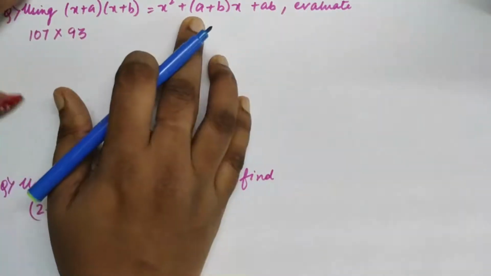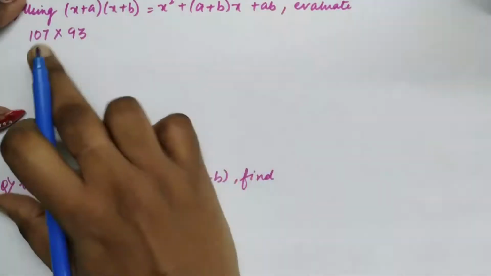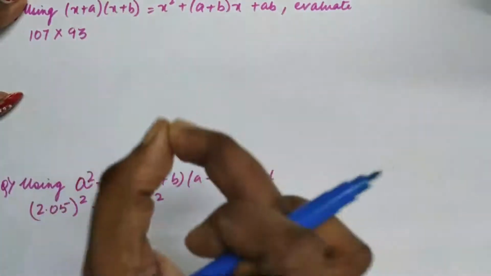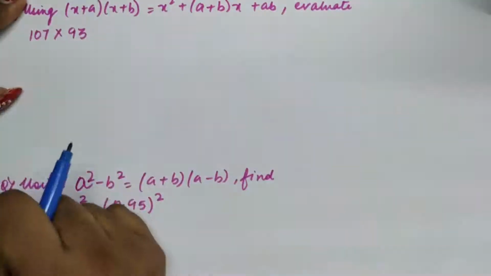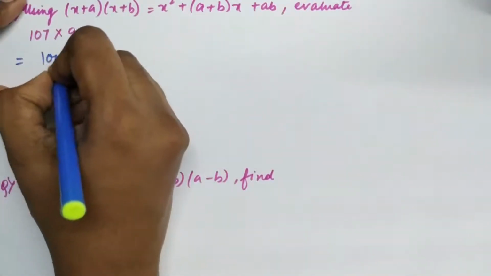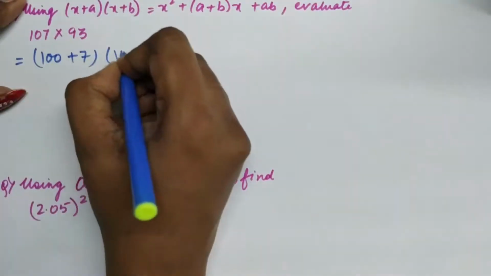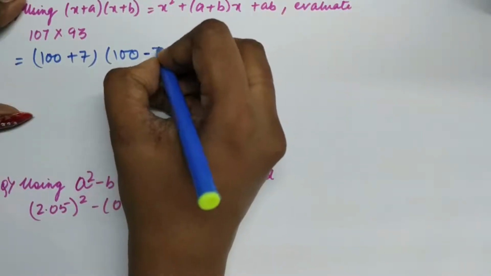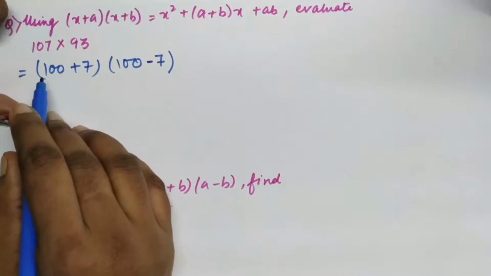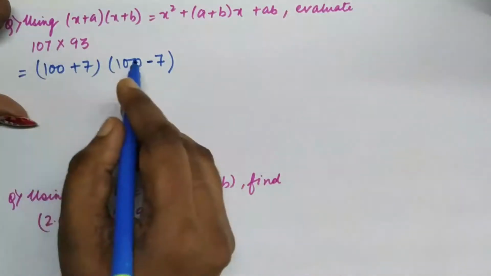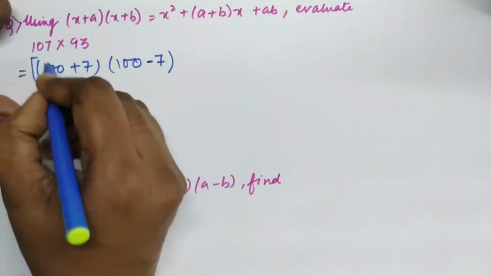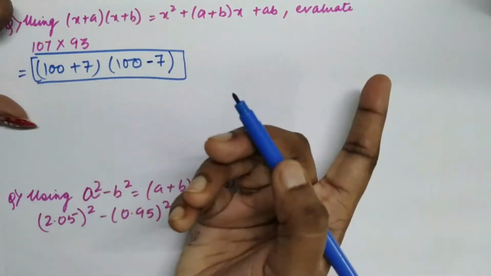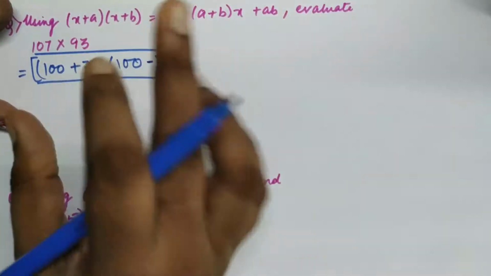Here it has told exactly which identity I need to use to evaluate this question. Now (x plus a) and (x plus b) shows that x is a value which is going to be fixed, and a and b are going to be different. So if I write it 100 plus 7 here and 100 minus 7, here I could have used 100 plus 7 and 100 minus 7 to get this, but I cannot use this because here x will be same, but a and b are again same, which is not true. Here a and b's value should be different.